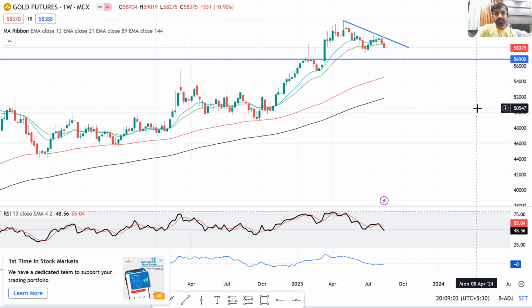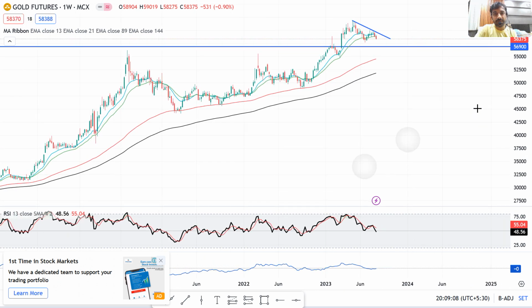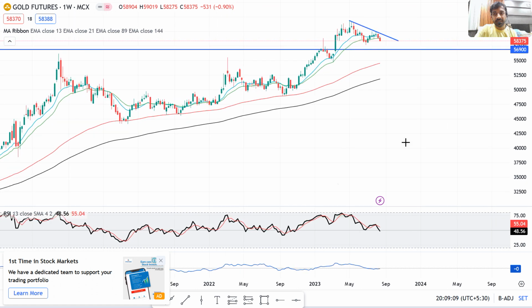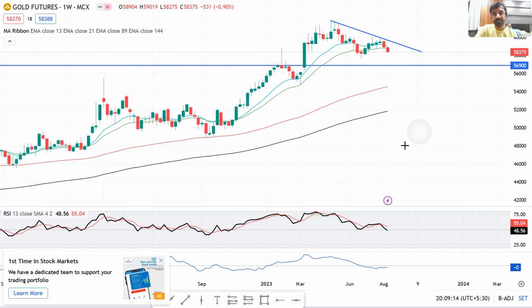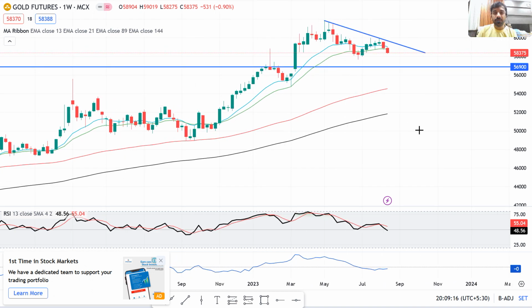Gold, on the other hand, is pretty much long. Its all-time high breakout is done. Its support stands at 56,900. Prices are slipping a little. It is not at all a downtrend. Prices are just slowing down. There is a consolidation. It is definitely not going towards the upside either. So there is no rush towards either side. It is in a consolidation phase.